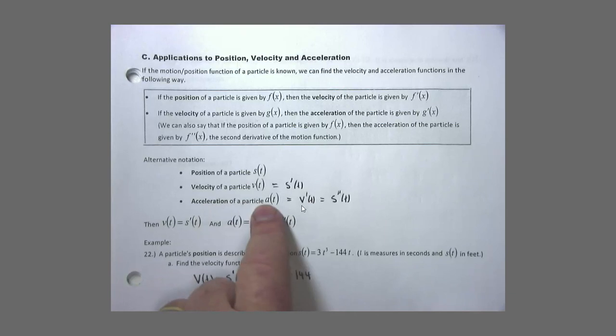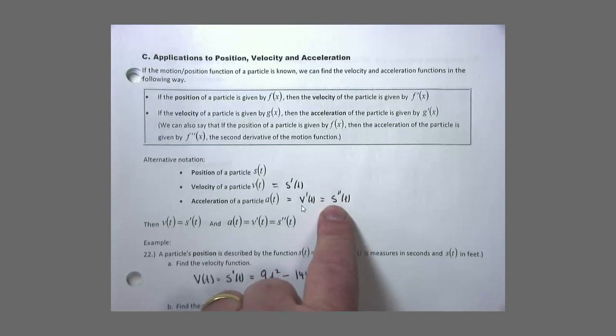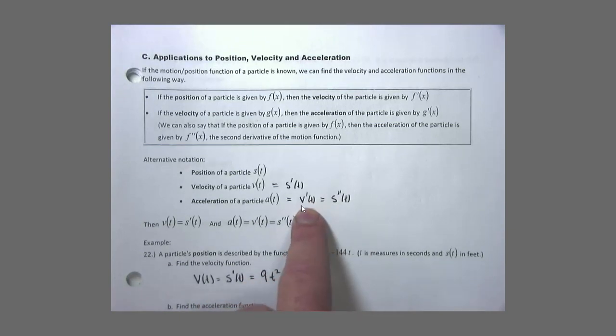And the acceleration is in feet per second squared, meters per second squared, miles per hour squared, kilometers per minute squared. That squared means it's per per, which means it's a second derivative. So acceleration is the second derivative of position, the first derivative of velocity.